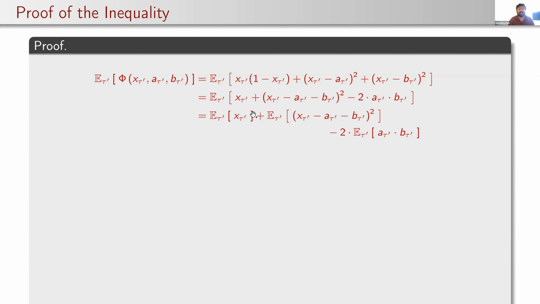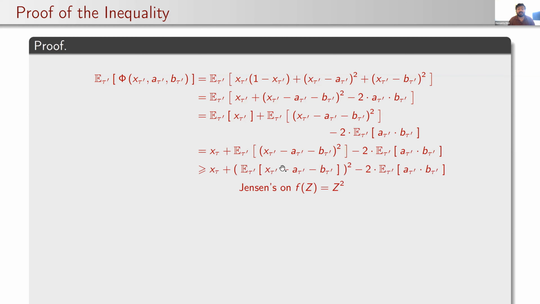Now we apply linearity of expectation to this term, and we get 3 different expectations. Note that the first is just x tau. The second term here, we can move the expectation inside by using Jensen's on the function z square. By the way, this is the first place, and in fact will be the only place, where we have an inequality in our derivation.